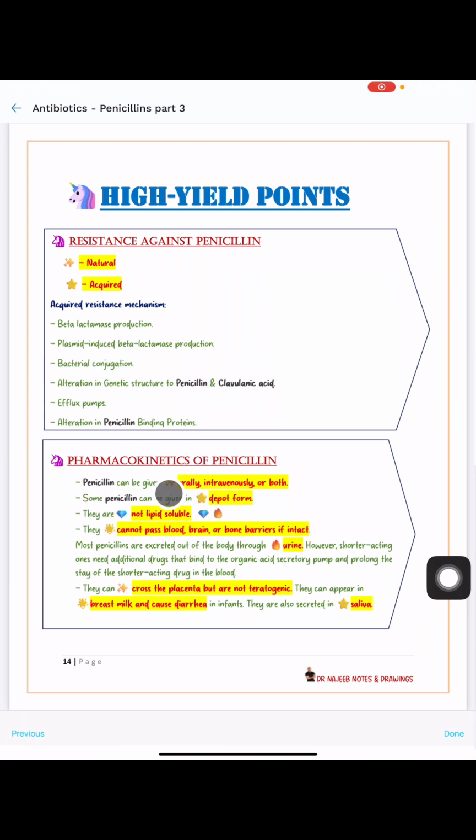In all of these cases, pharmacokinetics: penicillin can be given orally, intravenously, or both. It depends on which one it is. Some penicillins can be given in depot form, and they are not lipid soluble. They cannot pass the blood-brain barrier if intact, or the bone barrier if intact. Most penicillin is excreted out of the body through urine. However, shorter half-life ones need additional drugs that bind to the organic acid secretory pumps and prolong the stay of the shorter-acting drug in the blood. They can cross the placenta.